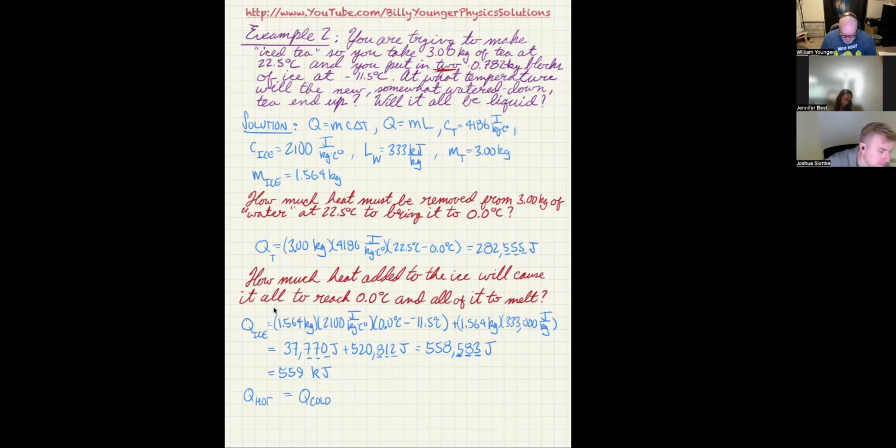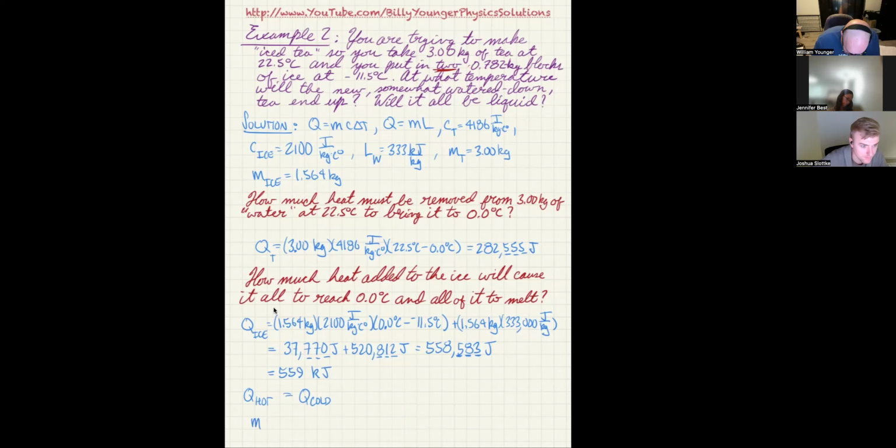What I mean by that is the hot thing, specifically the tea, is going to release heat. And the cold thing, which is specifically the ice, is going to absorb heat. So I can just set those two equal to each other and I don't have to worry about signs, but I do have to make sure all the terms that I use are positive. That's both a problem and an advantage. In fact, it was specifically because of the advantage of only having positive terms that I chose to do it this way. So we're going to take the hot thing, which is the tea.